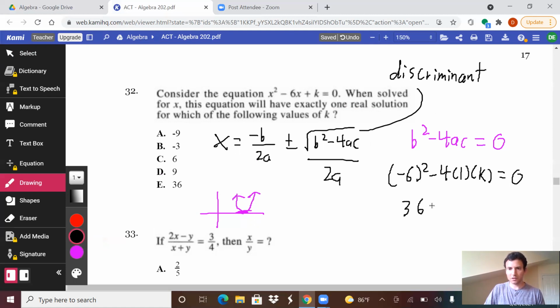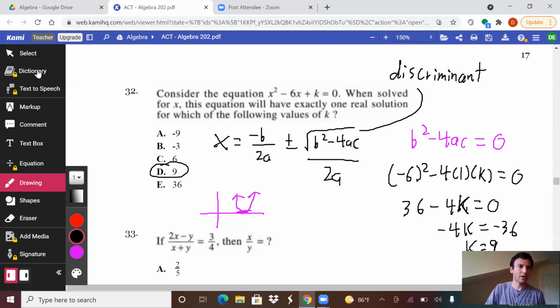Well, 36 minus 4k equals 0. Negative 4k equals negative 36. So k would have to equal 9. So that's another way to do it, probably the more official way.